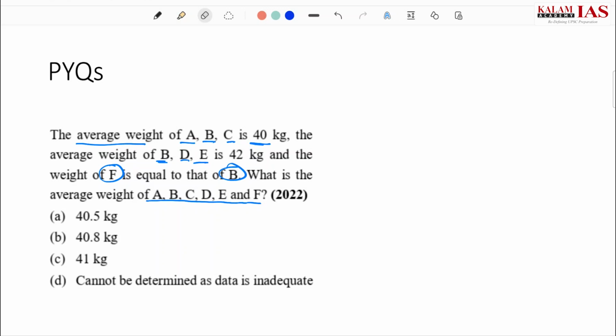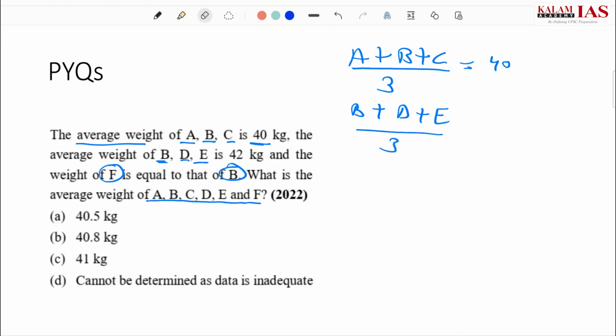Now in the first part it is given average weight of ABC, that is A plus B plus C by 3 is equals to 40. And in second part it is given average weight of B plus D plus E by 3 is equals to 42. And now they are asking the average weight of A plus B plus C plus D plus E plus F by 6.